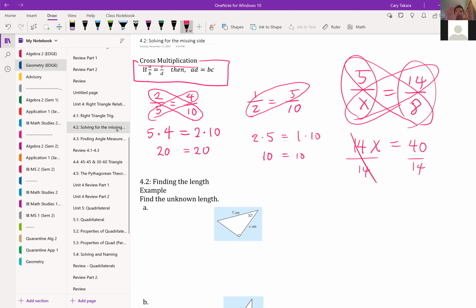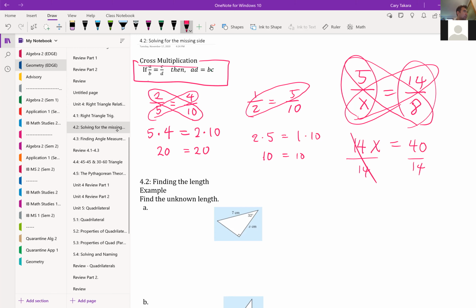So, we're not going to work on solving equation type problems like this one, but we will use this cross multiplication skill and apply that in the SOHCAHTOA problem.